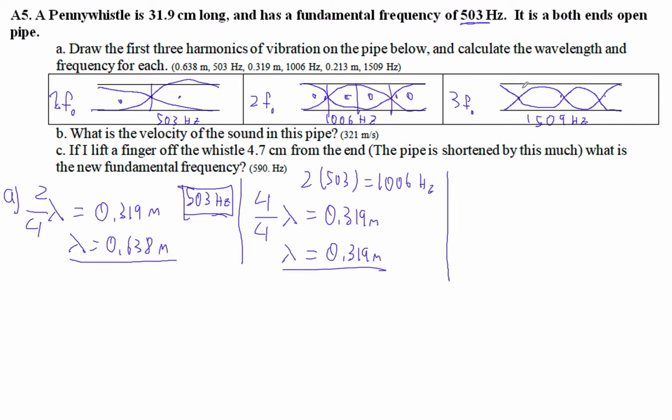All right, so let's look at this guy. How many quarter wavelengths do you see? It's like kissing fish. 1, 2, 3, 4, 5, 6 quarters. So 6 quarter wavelengths is 0.319. So 0.319 times 4 divided by 6 is what I do. So I'm getting that the wavelength is 0.2126 meters. Did we get that right? Yeah, we've gotten our wavelengths right.